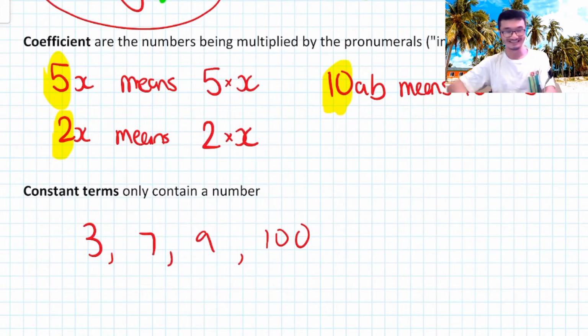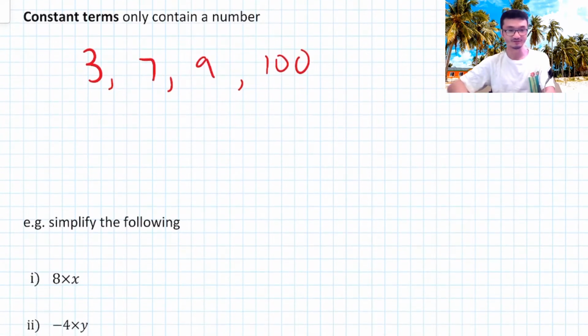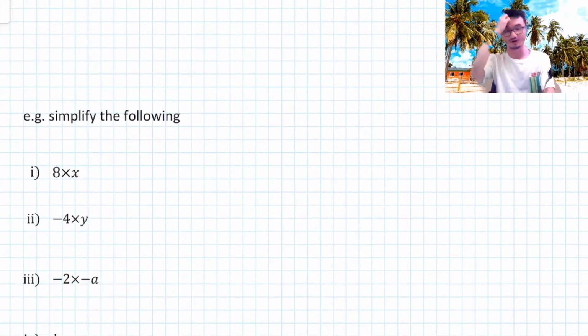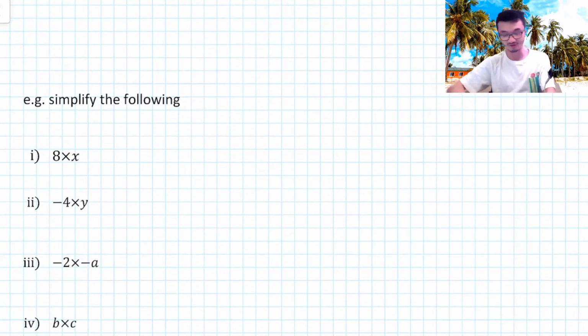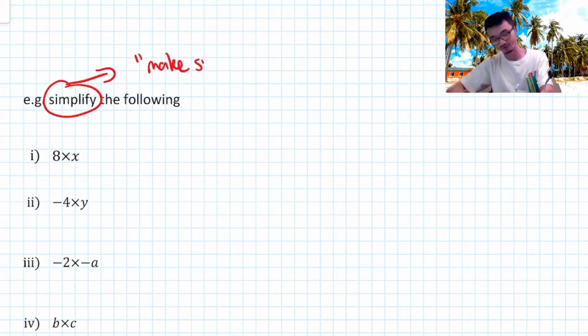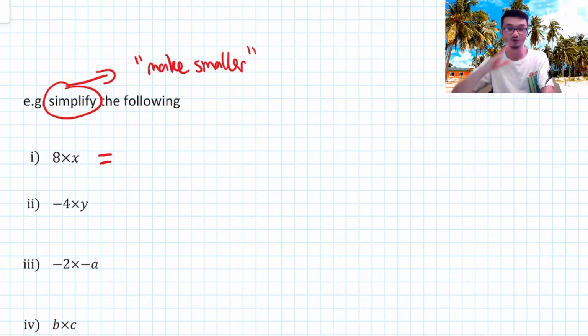So now that we know these definitions, we can start looking at some of the problems. Here are some of the common types of problems. One of the common ones I asked you to do is simplify. This basically means make smaller or reduce. It's going to be different in different situations, but in this case, we're going to try and write the shorter method of these. So remember how I said 8 times x can be written in another way?